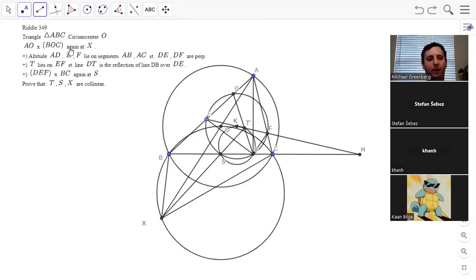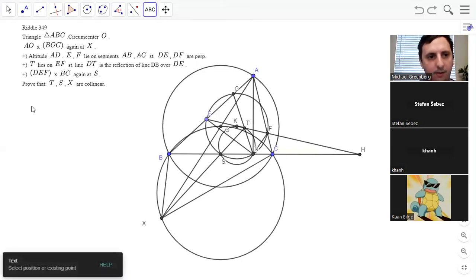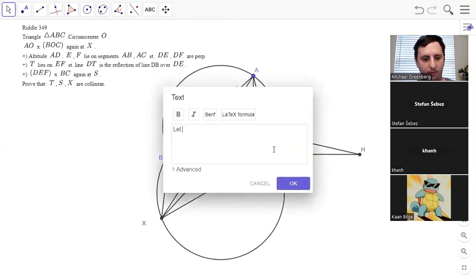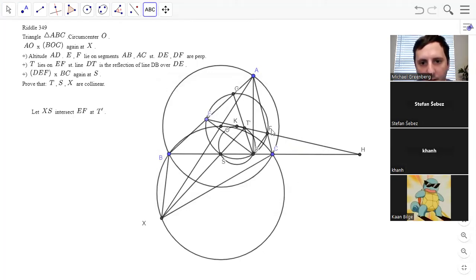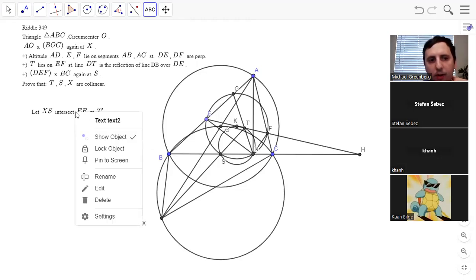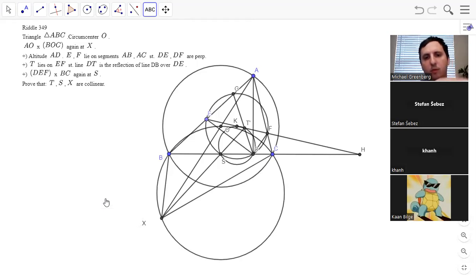Well, if I define T prime the way that I did, I wonder if I have a solution. Let me think about this. Let me try to write this up. So let XS intersect EF at T prime. And then if we project... oh, wait a sec. I was projecting through D. Actually, I don't know that yet. Yeah, that wouldn't work.